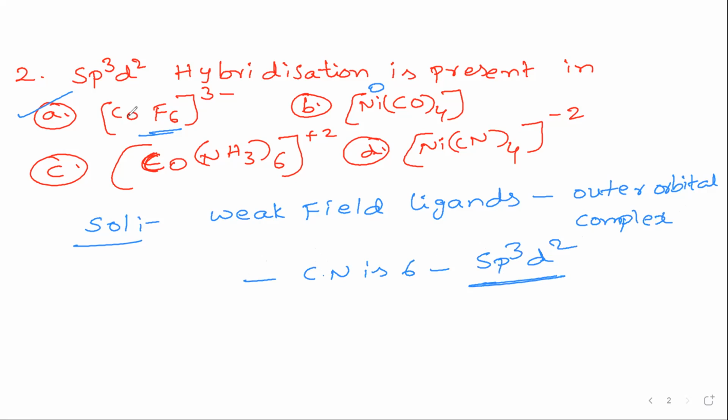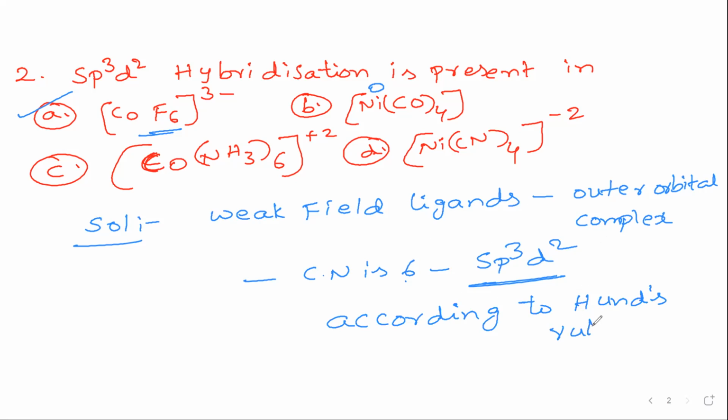Here the coordination number of cobalt is 6 because 6 fluorines are attached to it. So coordination number 6 means definitely it should have either d2sp3 or sp3d2. How to identify whether it is d2sp3 or sp3d2? d2sp3 means a strong field ligand should be there and it should be an inner orbital complex, because an outer orbital complex is according to Hund's rule, whereas an inner orbital complex is against Hund's rule. So that's why this answer is the first option.